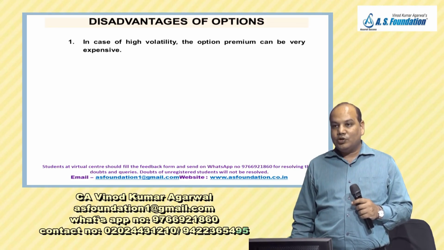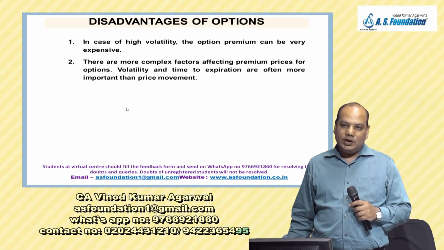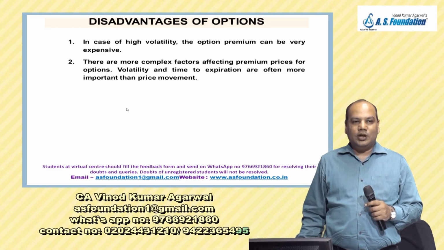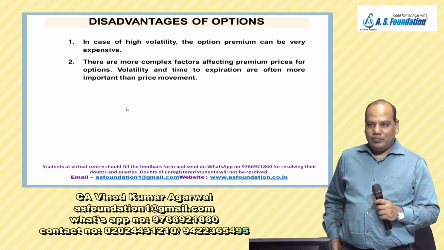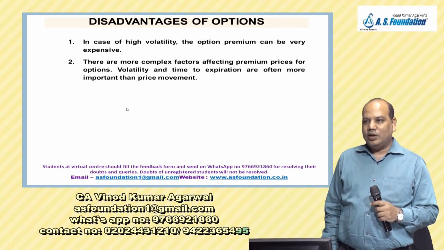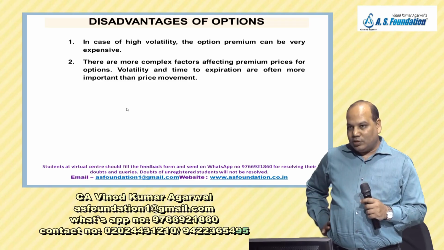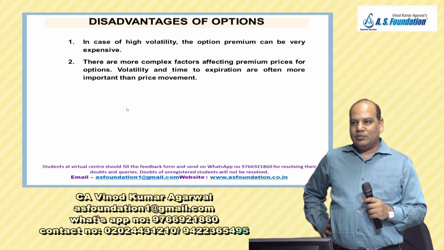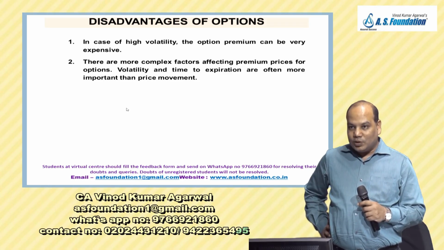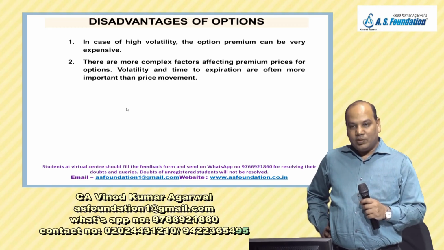What are the disadvantages of option? If the volatility is high, option premium can be very expensive, because premium depends on the possibility that the option will get exercised. Higher the possibility that the option will get exercised, higher will be the premium. Is it right? So in the Black and Scholes model, if the volatility is high, the premium is also high, because chances that it will get exercised are high.